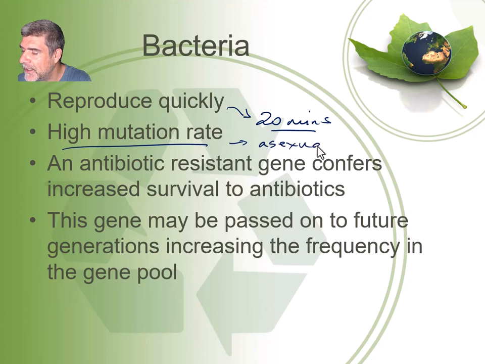That means that the information carried by the parent is passed through to the daughter cells. Therefore, any antibiotic resistant gene can confer an increased survival to particular antibiotics, and not only can that individual survive, but it can then pass that gene resistance on to future generations. This can significantly shift the population, certainly the gene pool. That's something we're going to be talking about in a lot more detail when we look at heredity and genetic change in the HSC course.